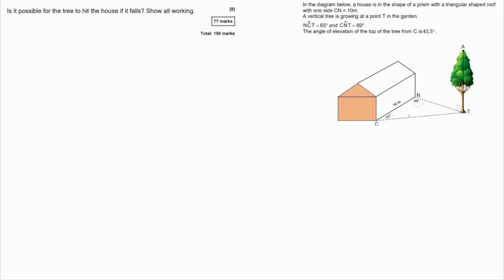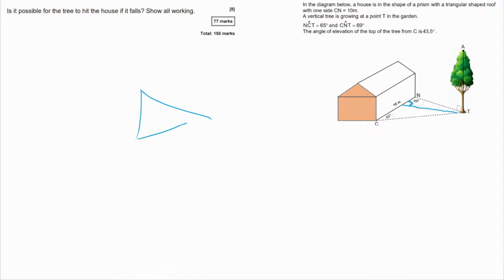So this question has come up before in other past papers, a similar type of question. And what you'll realize is the shortest distance from the tree to the house is if this is 90 degrees. Okay, so I'll draw a top view.